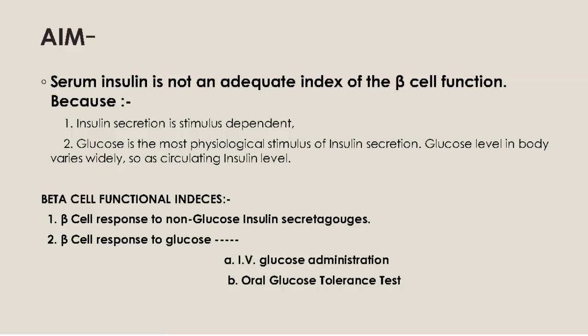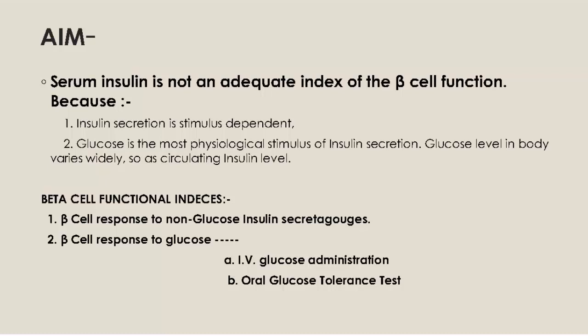So the beta cell functional indices are again of two types. First of all, beta cell response to non-glucose insulin secretagogues, and number 2, beta cell response to glucose. Now, beta cell response to glucose can be assessed by two methods: IV glucose administration as well as oral glucose administration. Now this oral glucose administration test is called the oral glucose tolerance test.